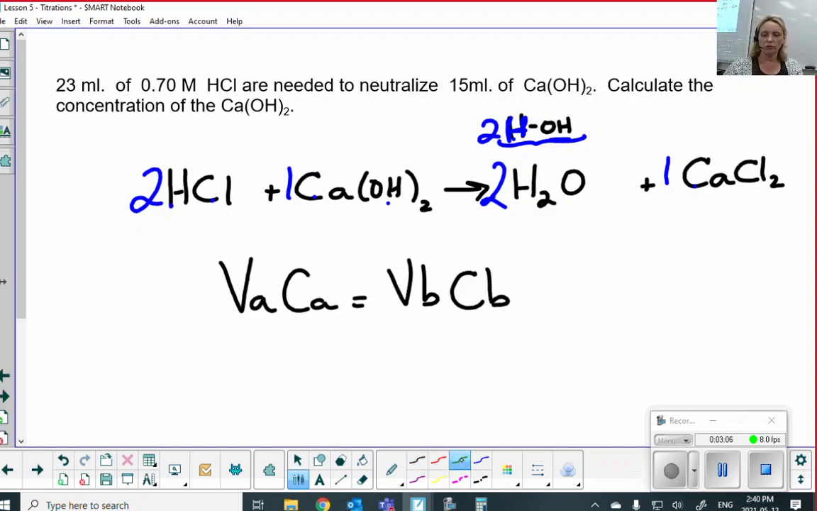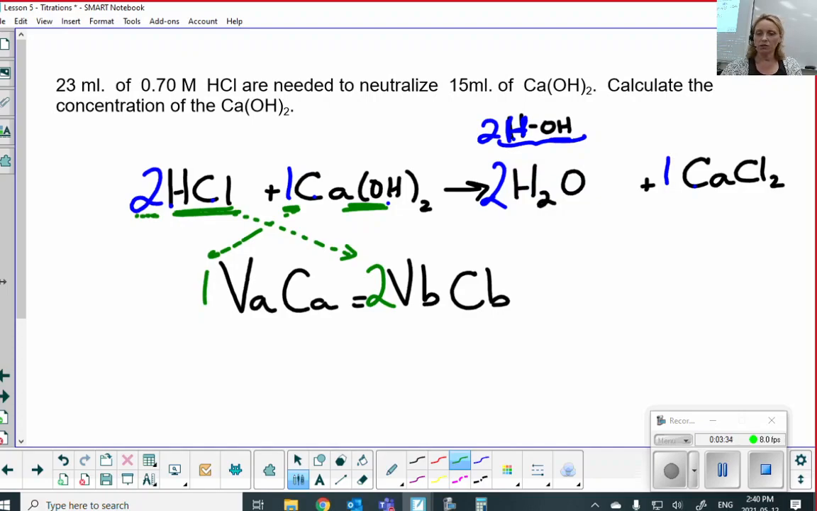But we have to look at our balancing. In our balanced equation, in front of the acid, the HCl, there's a 2. That means we're going to put this 2 in front of the base side of our math equation. It trades places. Calcium hydroxide is our base. There's a 1 in front of our base, so in our math equation, we put a 1 in front of the acid side. So they go with the opposite. Pay attention to which is the acid and the base.